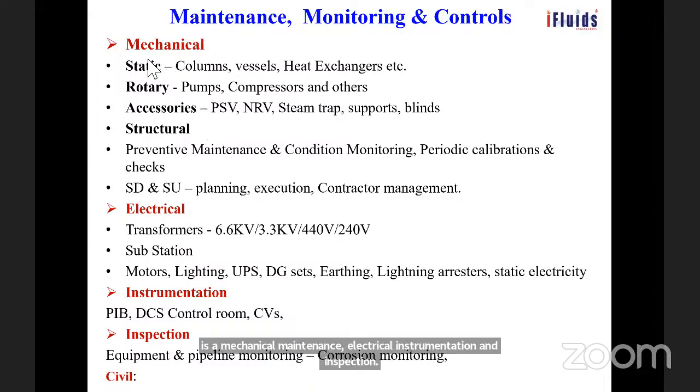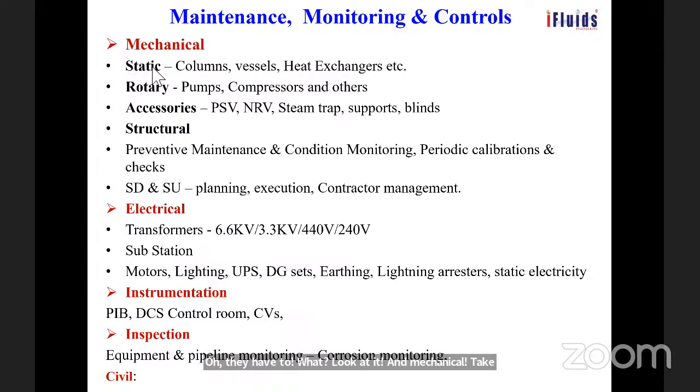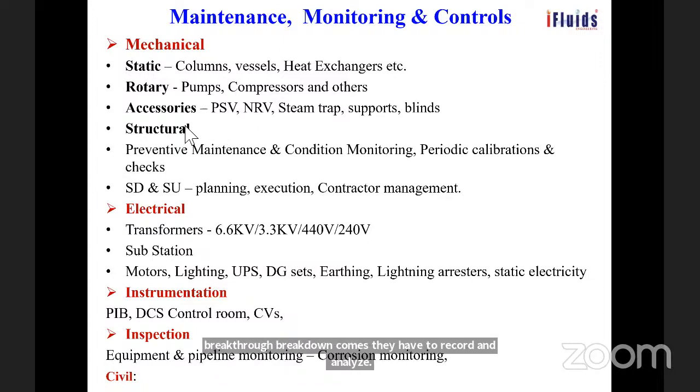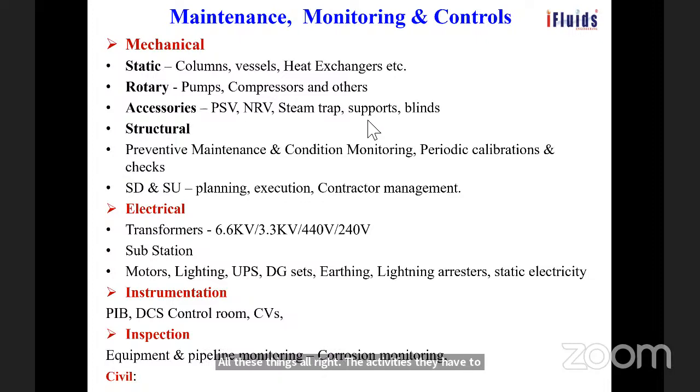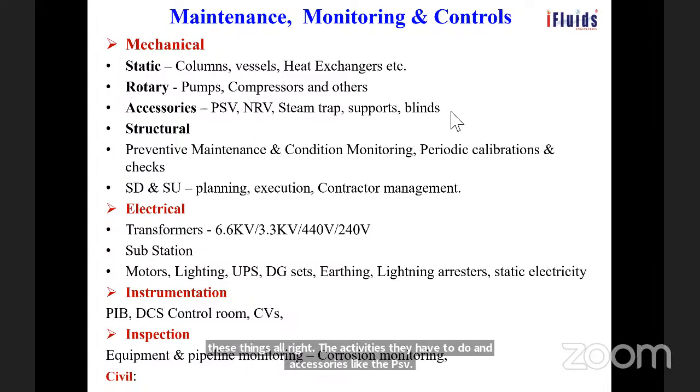And mechanical takes care of static equipment. Under static equipment: columns, vessels, heat exchangers, etc. And rotary equipment: pumps, compressors, and other things. There are various types of pumps and compressors, so each and every one has to be maintained. And they have to maintain the records also. When any breakdown comes, they have to record and analyze all these things or the activities they have to do. And accessories like PSV, NRV, steam trap. NRV is non-return valve. Steam trap, supports, blinds and all. These are all structural items.